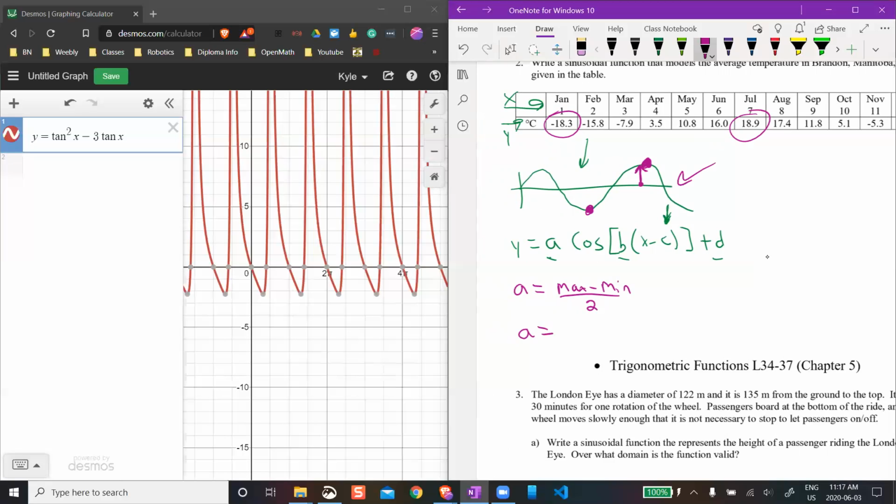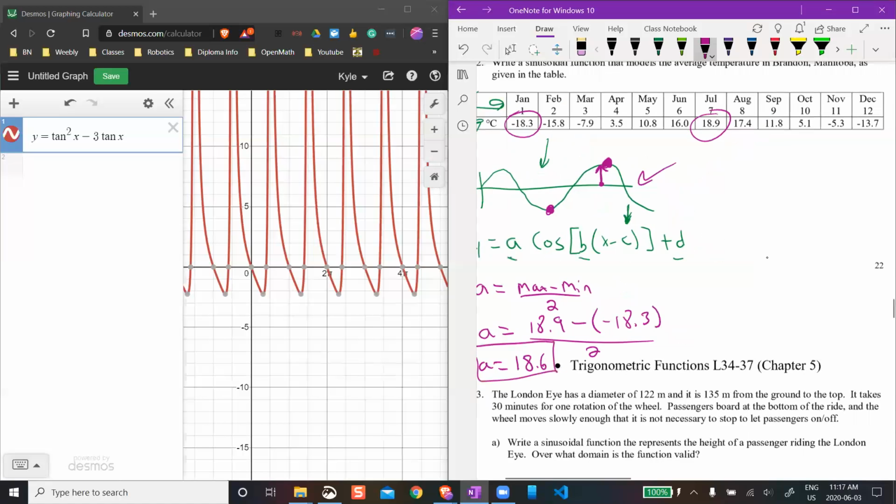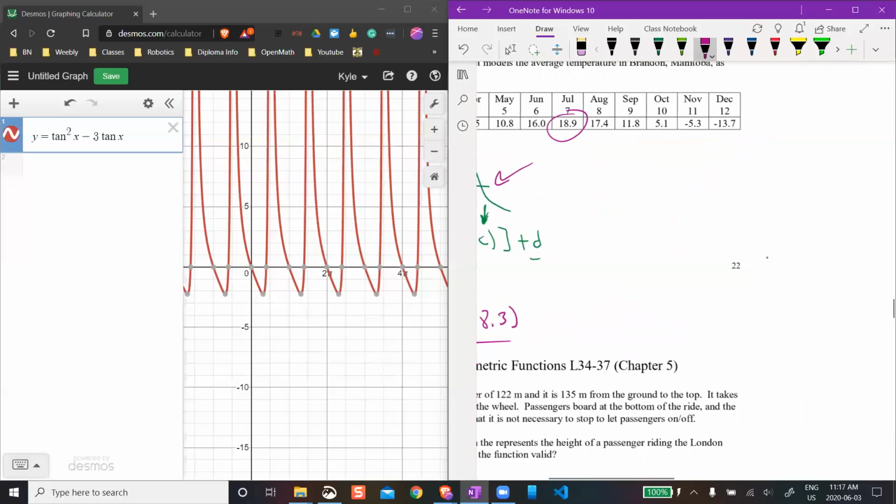So our max would be 18.9 minus, and then minus a negative, because you have to account for the negative there. So minus negative 18.3, which really becomes plus, divided by 2. So A is equal to, it ends up being 18.6. Put a box around that because I'm going to need that in a second. All right, let's do the next one.